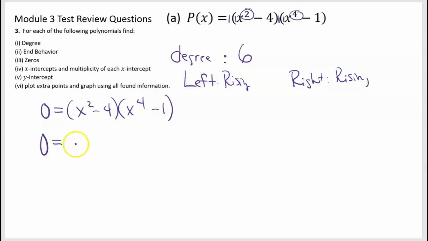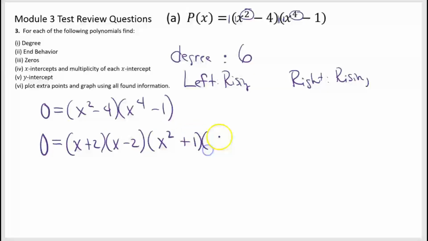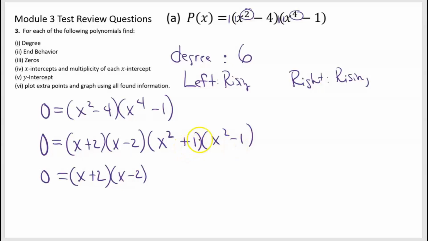X squared minus 4 factors into x plus 2 times x minus 2, because that's a difference of squares. X to the 4th minus 1, also a difference of squares, factors into x squared plus 1 times x squared minus 1. And you think we ought to be done, but we're still not. You know why? Because we still have squares going on here, which means there's the potential for more factoring. X squared plus 1 does not factor any further because it is a sum of squares and those don't factor. But x squared minus 1 factors into x plus 1 times x minus 1.